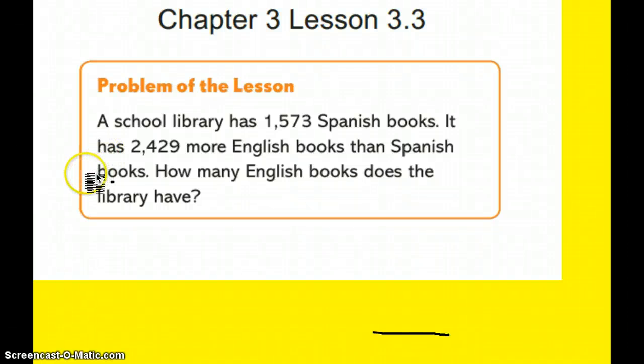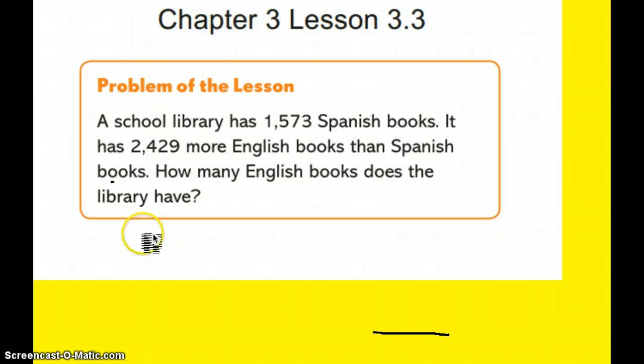Alright, this is an example of an addition word problem that students will be seeing in 3rd grade. The word problem is, a school library has 1,573 Spanish books. It has 2,429 more English books than Spanish books. How many English books does the library have?